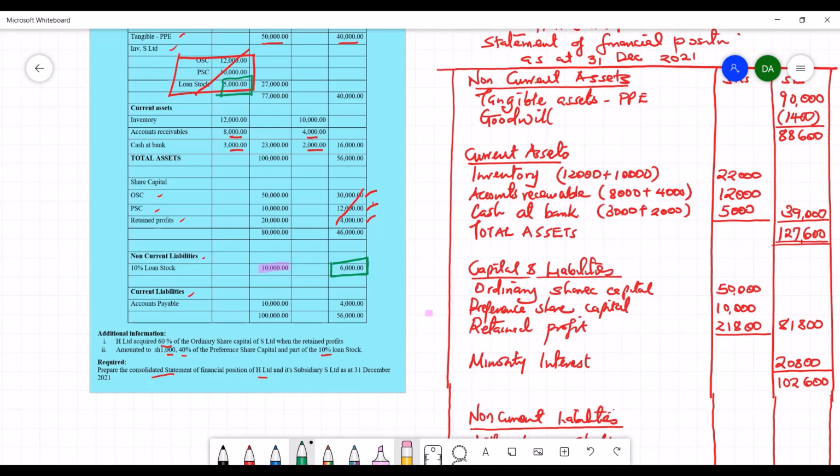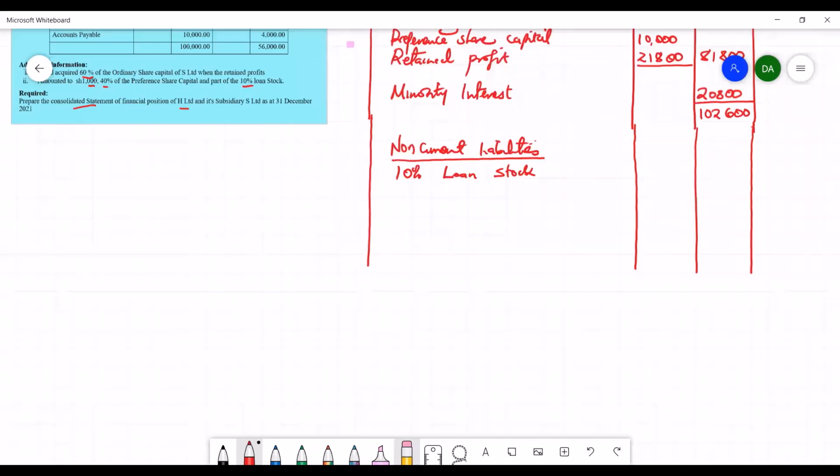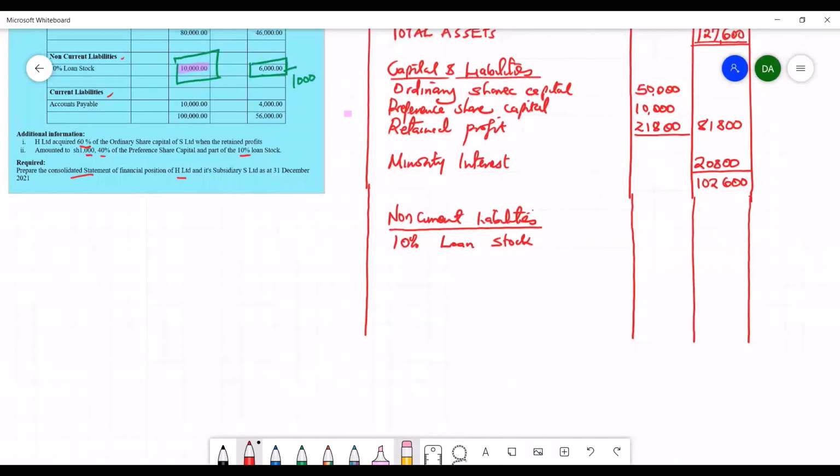So then we say that you need to deduct that 5,000, which is owed to the parent company, from all the loan stock, so that we remain with only 1,000. 1,000 is what we added to this 10,000 to give us 11,000. So now we're going to add the group's loan stock to be 11,000 and not 16,000. So we have here 11,000.